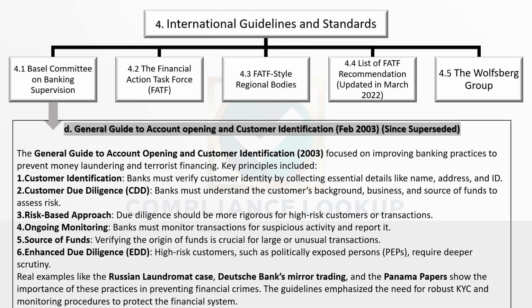Real example: during the Panama Papers scandal in 2016, it was revealed that offshore companies were used to conceal the ownership of assets and avoid taxes. Banks that failed to verify the source of funds or account ownership were implicated, such as Danske Bank, which was linked to EUR 200 billion in suspicious transactions due to inadequate verification processes.